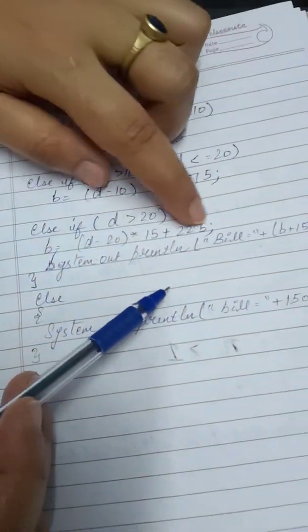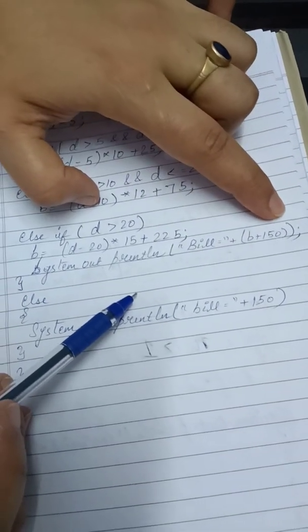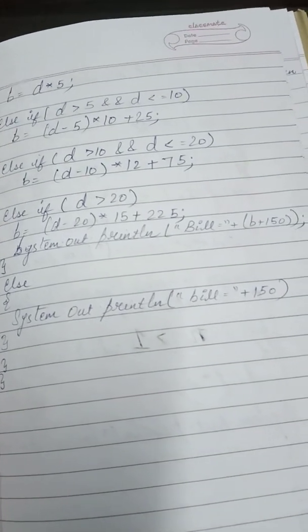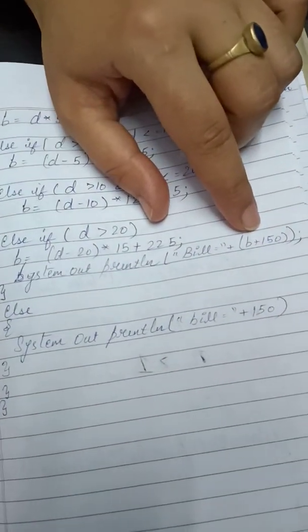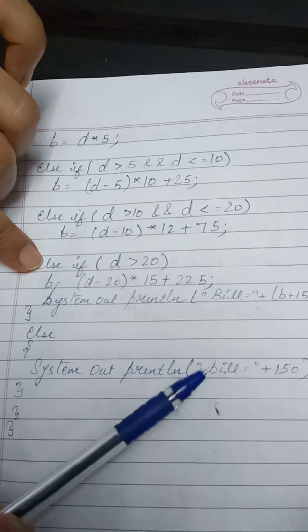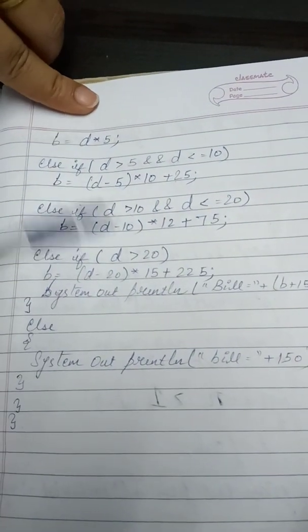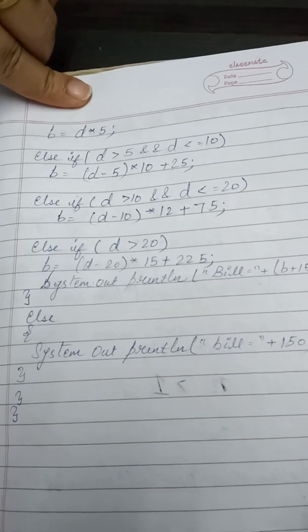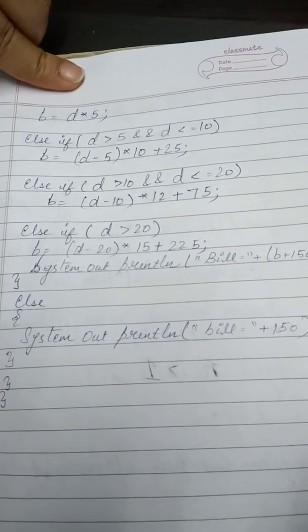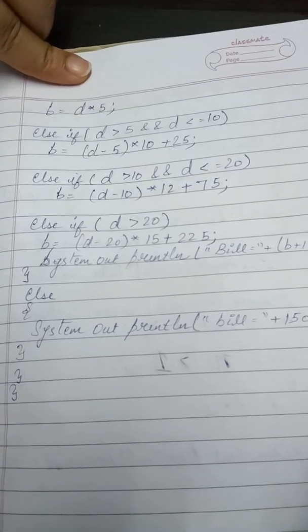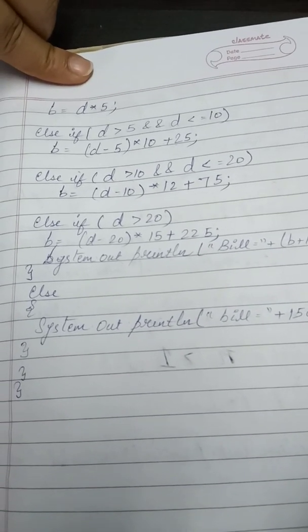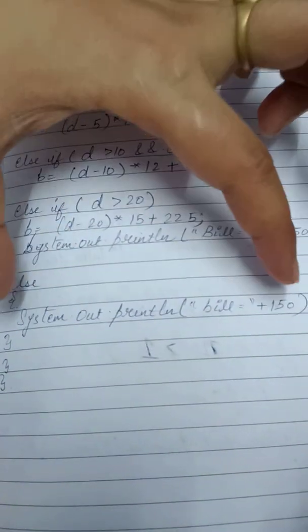Now System.out.println bill plus B plus 150, because the compulsory charge is 150. The payment which will come, you will add 150 by default in that bill. Now else System.out.println bill plus 150. If all the conditions become false, that means your days are lying between 1 to 7 and you will only have to pay your compulsory charge. Days lying between 1 to 7 do not have any charge. They are free of cost. That's why the else part will continue.